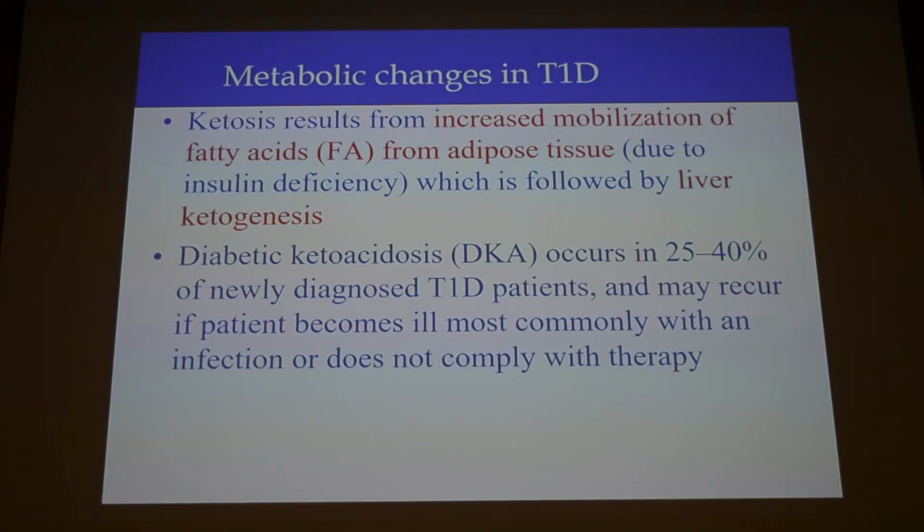So the ketosis is a result of increased acetyl-CoA. But why do we have increased acetyl-CoA? Because of the increased mobilization of fat. Why do we have increased mobilization of fat?